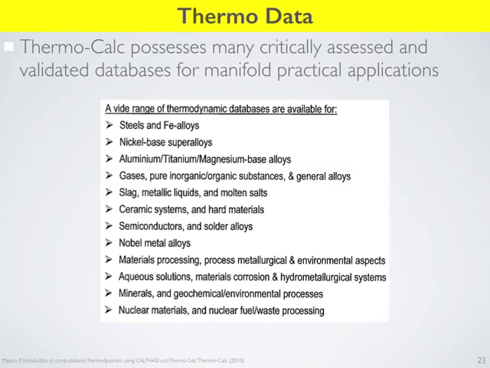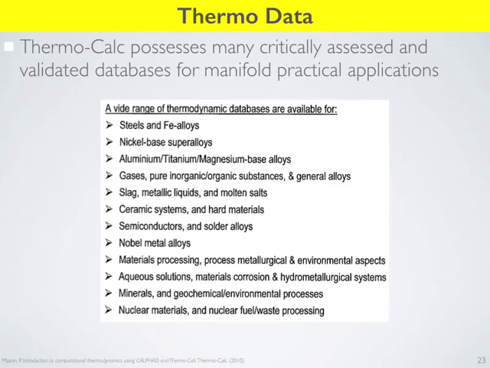You can do things like noble metal alloys, if that's what you're interested in, or geochemical environmental databases that allow you to do mineral analysis that you might find in the crust of the Earth. Or if you're a nuclear engineer, maybe you're worried about nuclear materials and nuclear fuel waste processing, so you can download or buy the ThermoCalc nuclear database that allows you to understand things like uranium cores, plutonium cores, and do phase modeling for those.